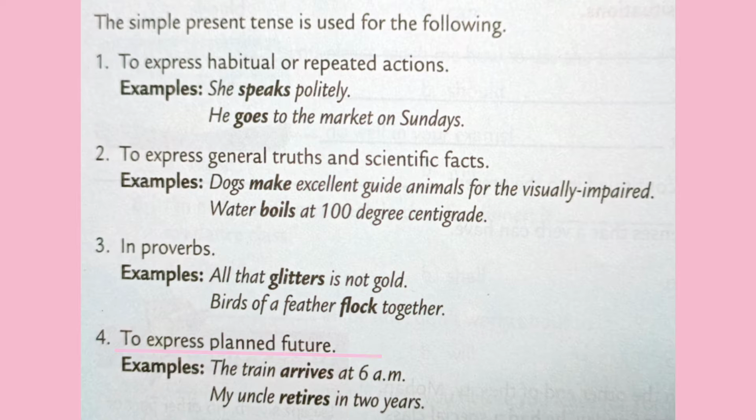Next, we use simple present tense to express planned future. Though we are talking about the future, the planning is done in the present and we use simple present tense to talk about it. For example, the train arrives at 6 a.m. The arriving of the train will be in the future, but there is a fixed timetable for it, and so we use the simple present tense arrives.